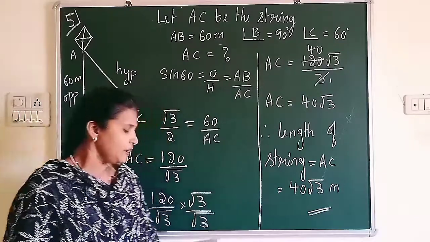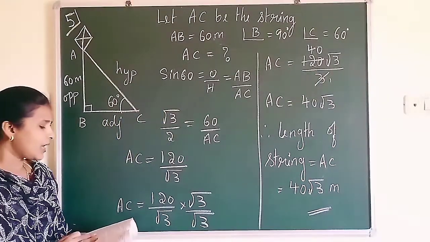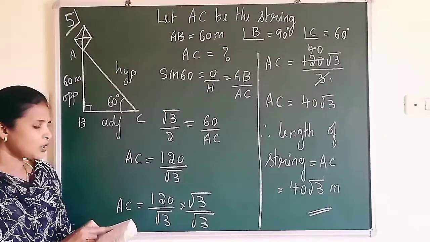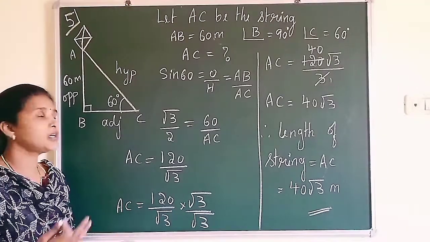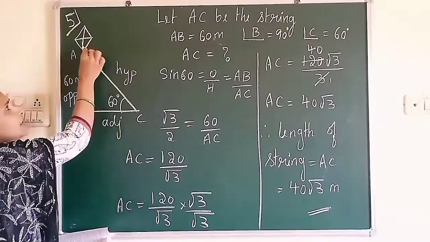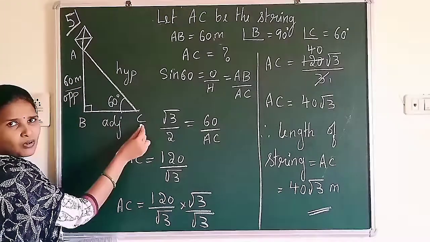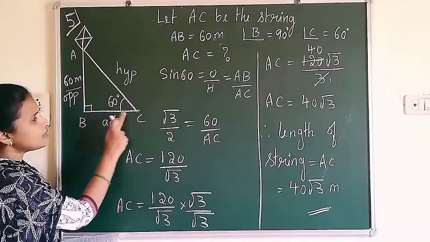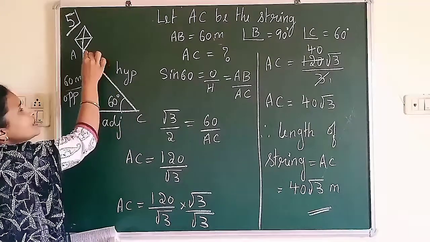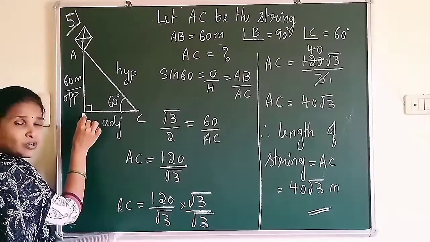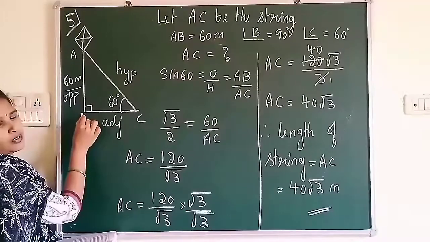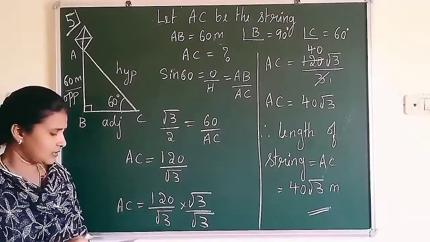Question number 5. Here it is given that a kite is flying at a height of 60 meters above the ground. Means here is the kite. It is flying 60 meters above the ground. Here you can observe, BC will be the ground and AB will be the height of the kite from the ground. So this is given as 60 meters.